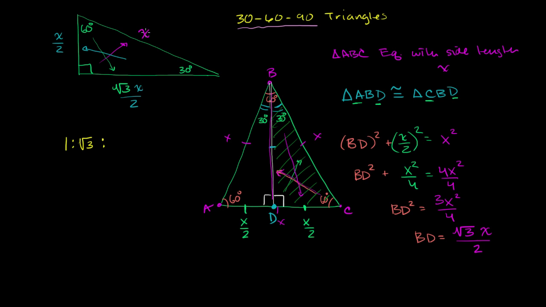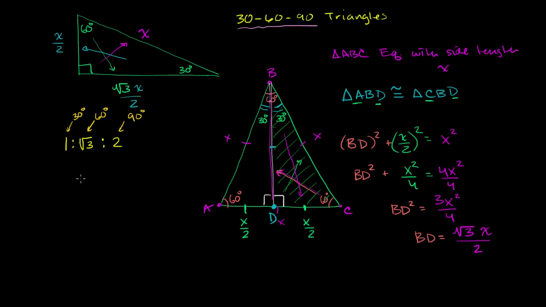In the last video, we started with x, and we said that the 30-degree side is x over 2. But if the 30-degree side is 1, then the hypotenuse is going to be twice that. So it's going to be 2. This right here is the side opposite the 30-degree side, opposite the 60-degree side, and then the hypotenuse opposite the 90-degree side.